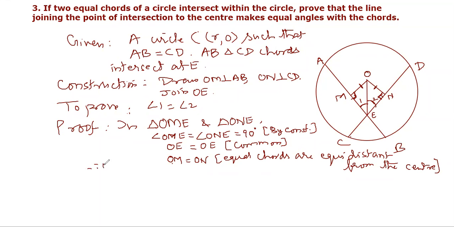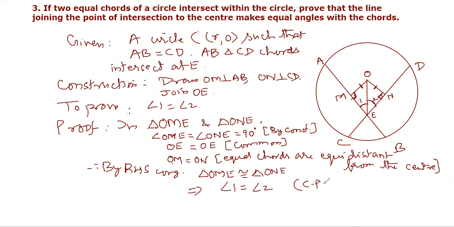So therefore, by RHS congruency, triangle OME is congruent to triangle ONE. Once they are congruent, every corresponding part is equal by CPCT. So therefore, angle 1 will be equal to angle 2 by CPCT. Finished. Proved.